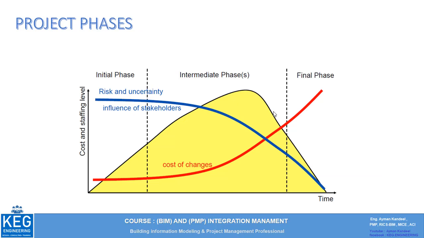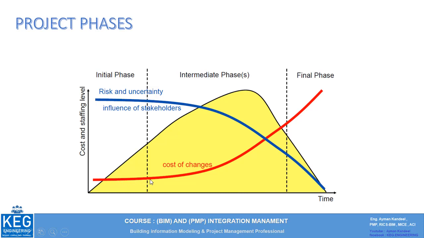This diagram shows the relation between the risk and uncertainty curve and the cost of a change, with the red one. As you can see, here is the cost and the staffing level, starting with the initial stage or initial phase, and intermediate and final. As you know, the cost of a change increases from start up to the end. So at the initial phase of the project, if you have any change, you can just print another drawing, print another sheet, or correct your work.